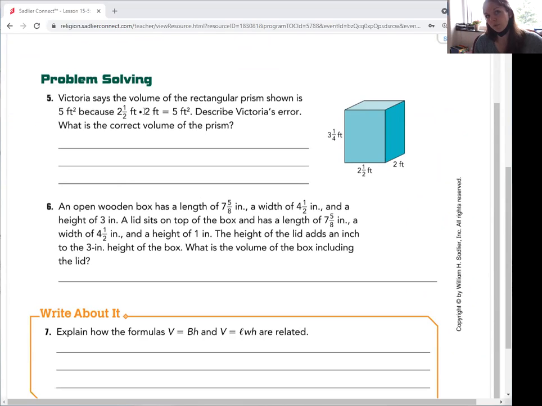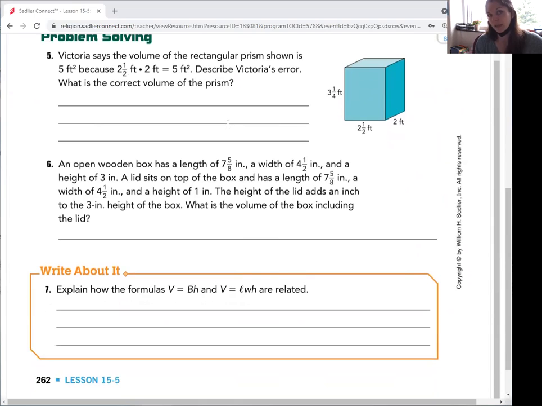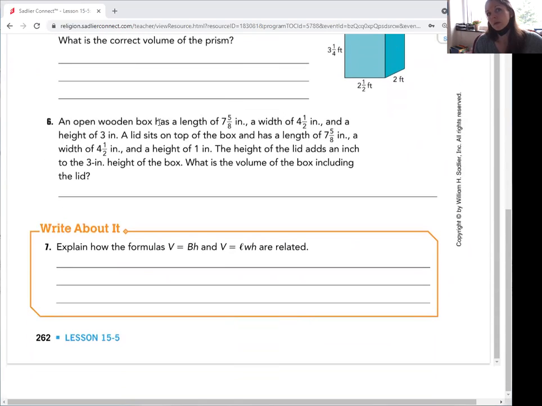Someone has performed the volume formula, but they've done something wrong. Explain what they did wrong and what the correct volume is. Number 6 gives you dimensions of a box. A box is what type of shape? A rectangular prism. So you can use the volume formula we learned today for anything that has rectangular faces on all 6 sides.